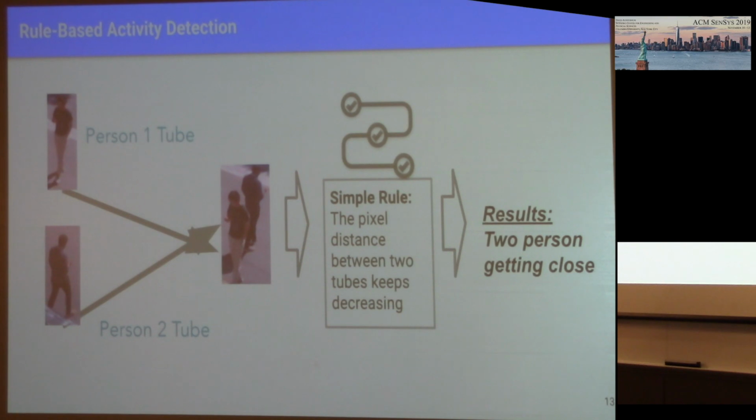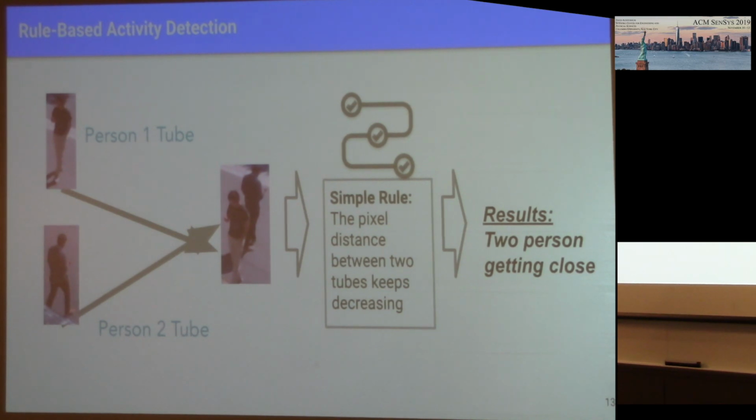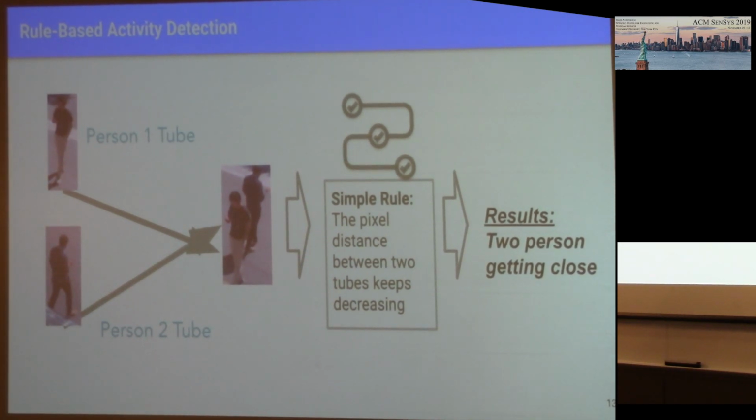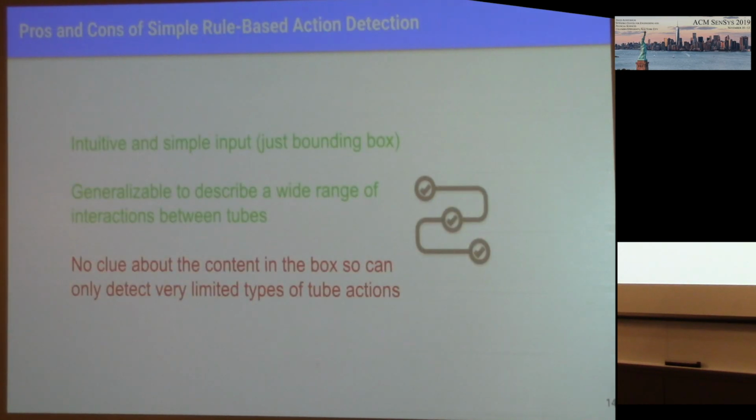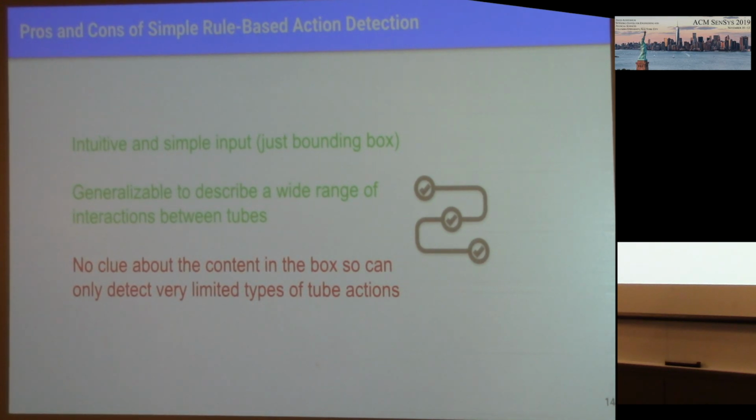Then we find a more ancient approach from the era when there was no deep neural net. People would simply use the tubes to infer what the action could be. For example, here, the two persons get closer, their tubes move closer to each other. People used to define some simple rules to capture the action, like two persons getting close. But the problem with this approach is clear: because it doesn't capture any detailed pixel context within those boxes, it can detect only very limited types of actions.